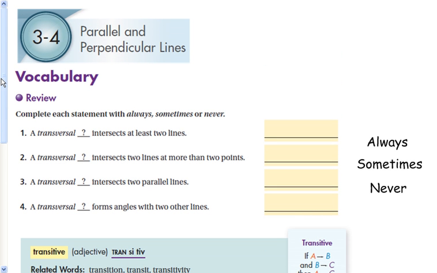Here's lesson 3-4, parallel and perpendicular lines. You're going to learn some theorems about the relationship between perpendicular lines and parallel lines and transversals.